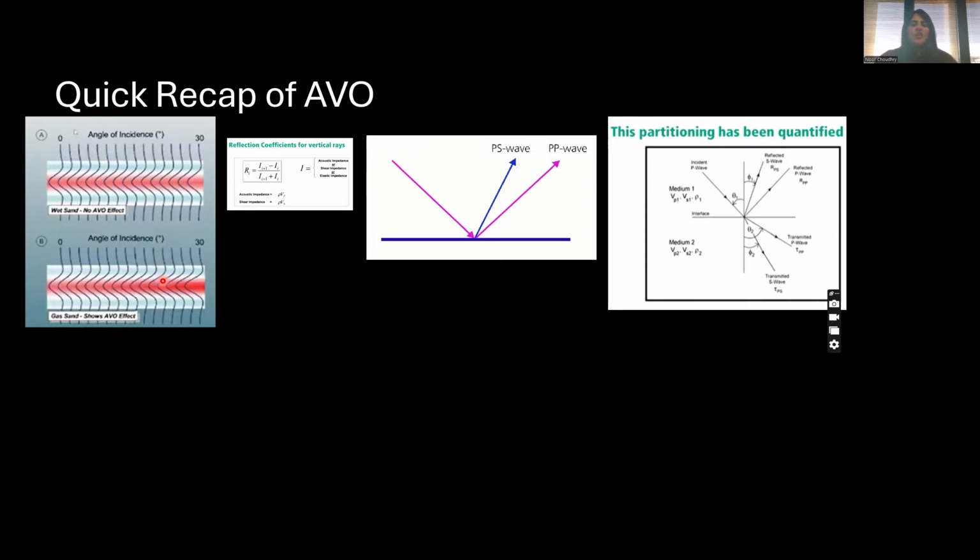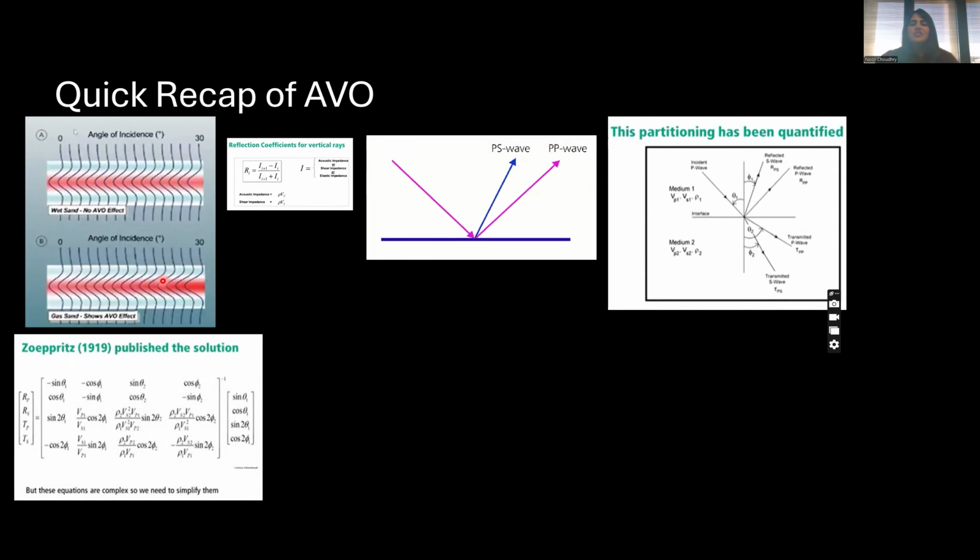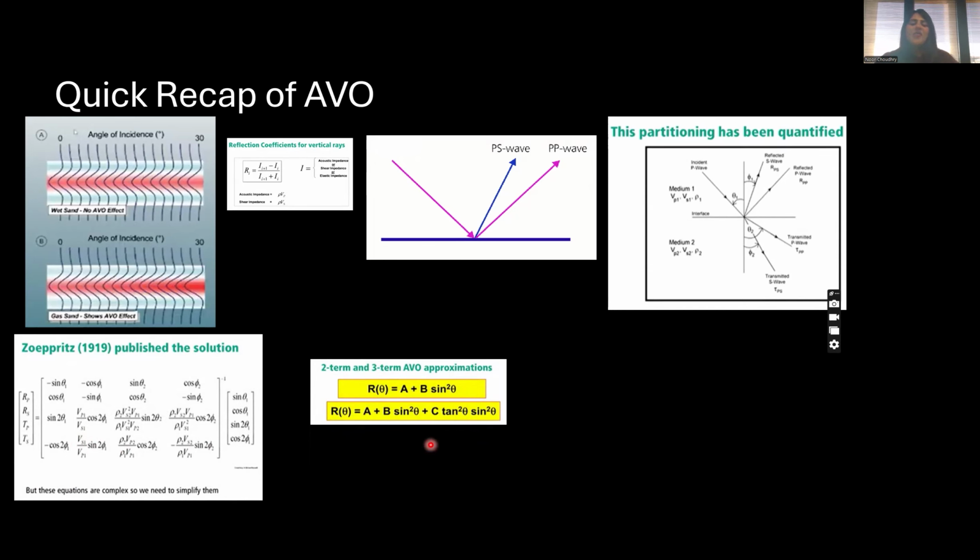In AVO, what we are trying to do is quantify it, and this quantification is actually what AVO is. It started with Zoeppritz, which gave this fancy matrix for solving AVO. But if you're pre-med like me, it's a little bit complicated. So I like these equations more. Now we have two-term and three-term equations. If you look at the two-term equation, you will see A plus B sine squared theta, so it looks like a linear regression, right? And then we have C in the three-term. We added plus C, and C is curvature.